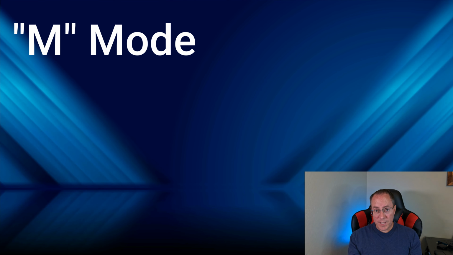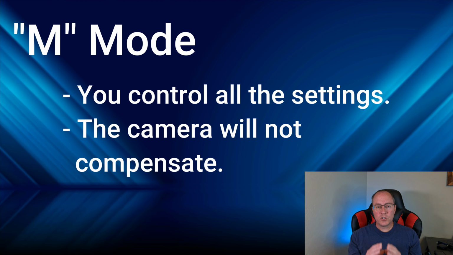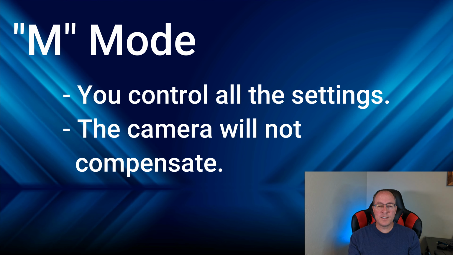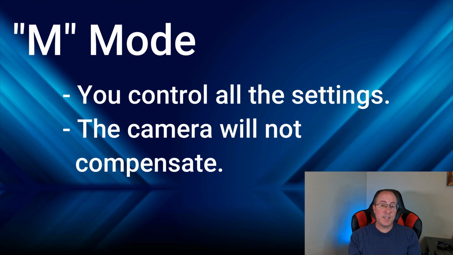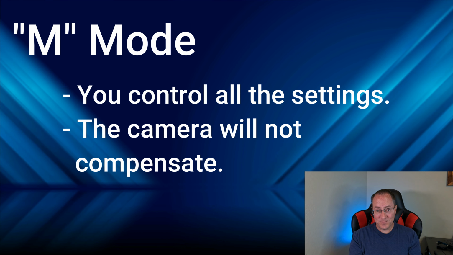In M mode or manual, that means you have complete control of all the exposure settings. The camera will not attempt to compensate in any way. It will take the image as you have set it.